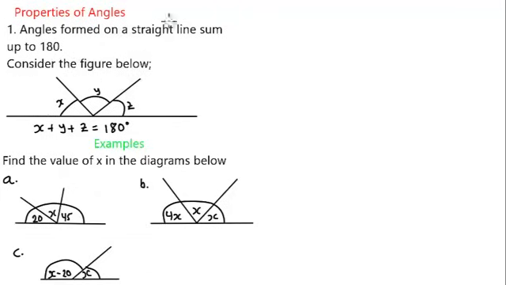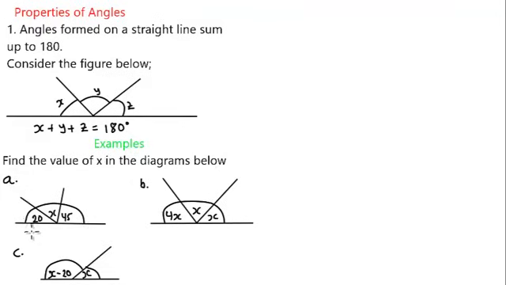So we have an angle formed on a straight line. This is a straight line here, and these are angles formed on the straight line. And we are saying that angles formed on a straight line add up to 180. So when we add x plus y plus z, it should be equal to 180 degrees. Now let's consider these examples here. Find the value of x in the diagrams below. So let's start with A.